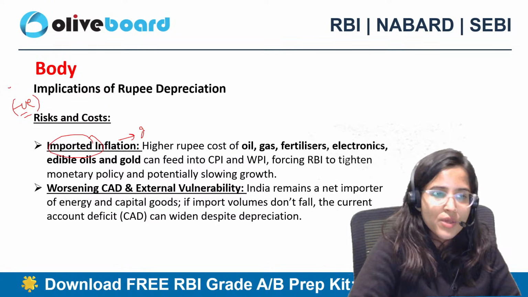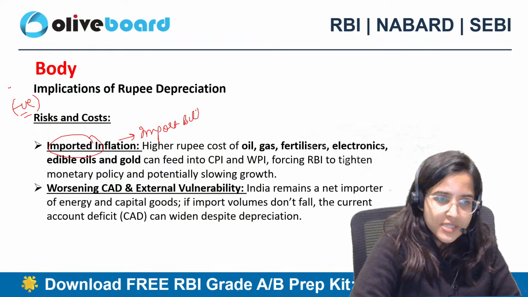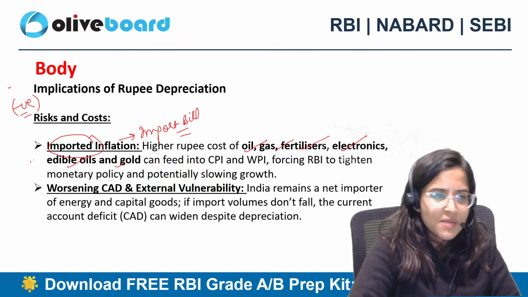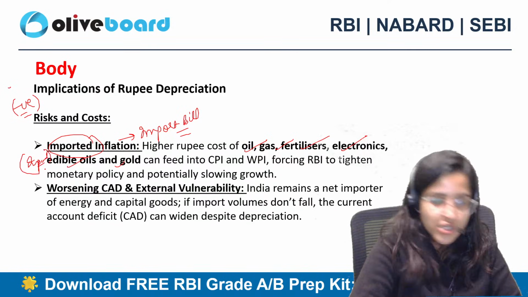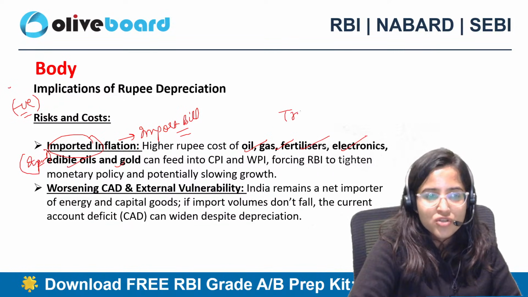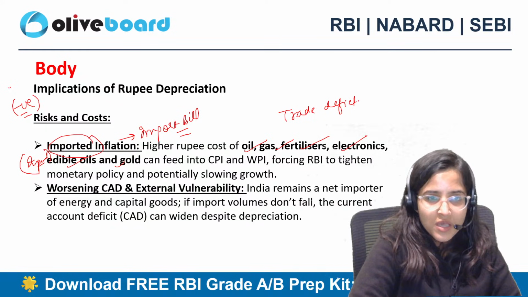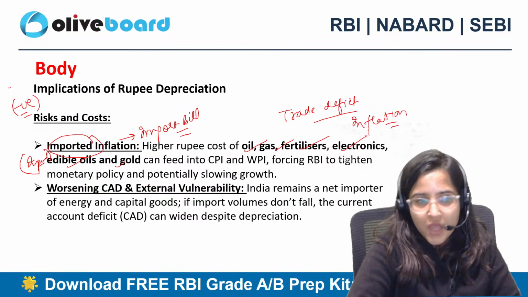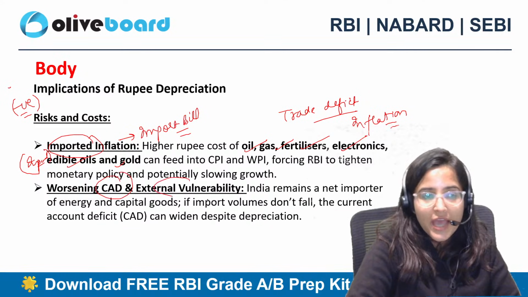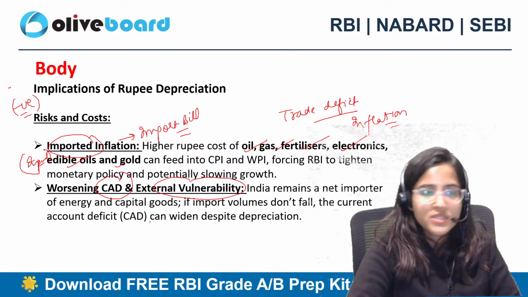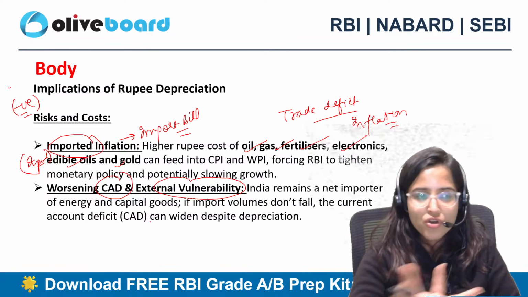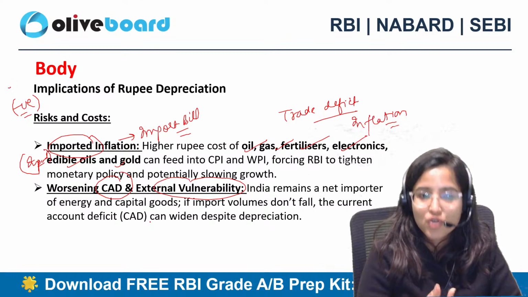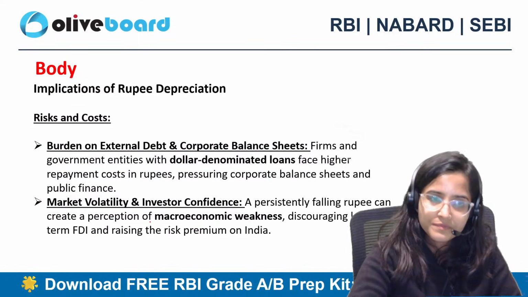Imported inflation, कि हमारा जो import bill है it is going to be costlier. Higher rupee cost of oil, gas, fertilizers, electronics, edible oils, gold, ये सब हम import करते हैं तो ये बहुत ज़्यादा महंगे हो जाएंगे. Import महंगे हो जाएंगे तो हमारा जो trade deficit है वो ज़्यादा हो जाएगा. It will lead to inflation also, है ना. It will lead to inflationary pressures also. वो current account deficit हमारा worsen हो जाएगा. External vulnerability हमारी बढ़ जाएगी because India is net importer. India is net importer of energy and capital goods. तो अगर import जो volumes हैं अगर वो गिरे नहीं, if they don't fall, current account deficit can widen.